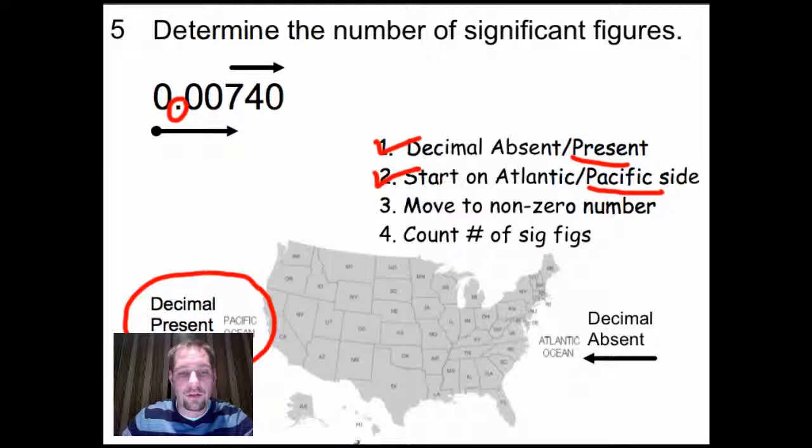Let's count these up to determine how many sig figs we have in this example. The 7, the 4 to the right of it, and the 0 to the right of that are all significant. That gives me a value of 3. So in this example, I have 3 sig figs.